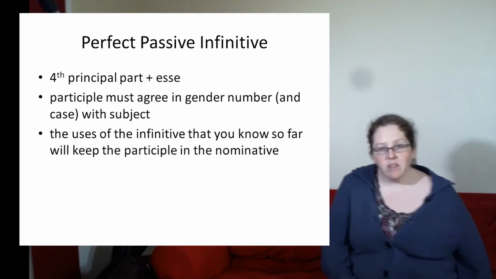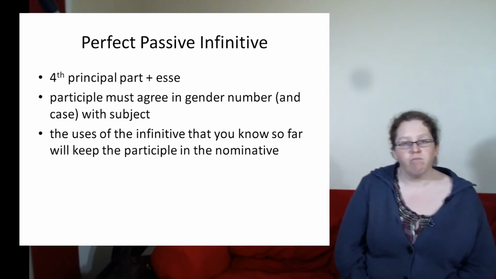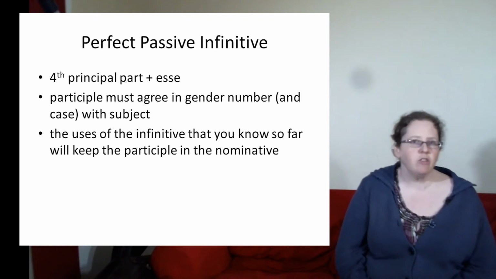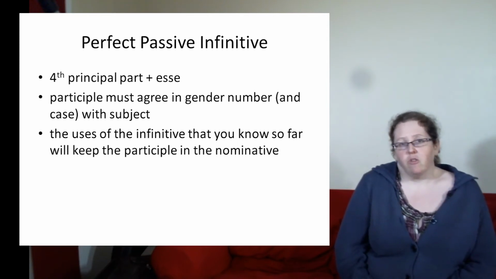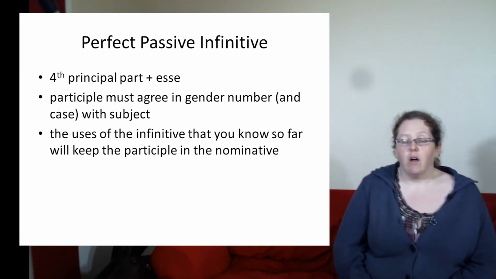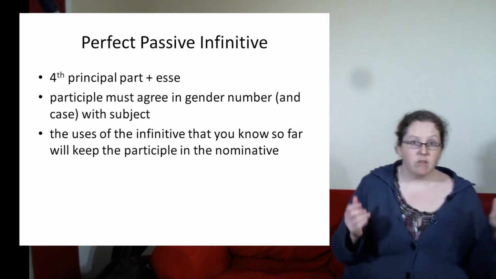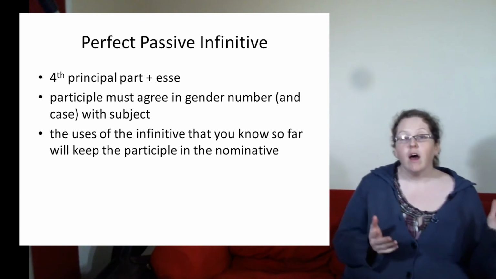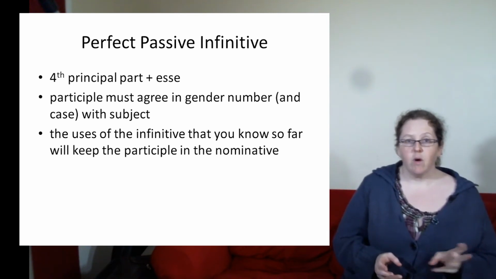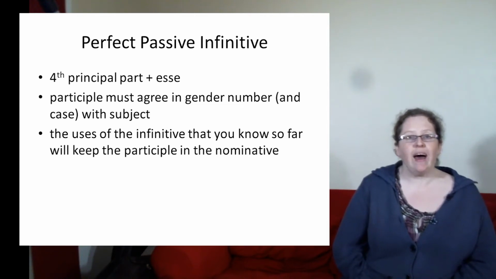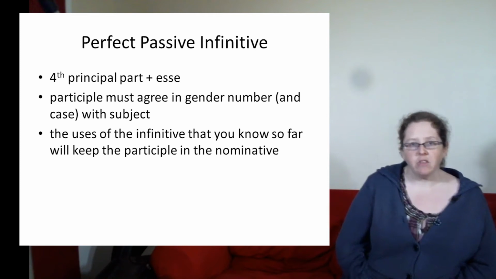For the perfect passive infinitive, there are no variations depending on conjugation. As with the other perfect passive stem verbs, the conjugations are all the same. All have the same rule. For the perfect passive infinitive, you take the fourth principal part, like for instance, amatus or doctus, and you add esse. So amatus esse, to have been loved. Doctus esse, to have been taught.